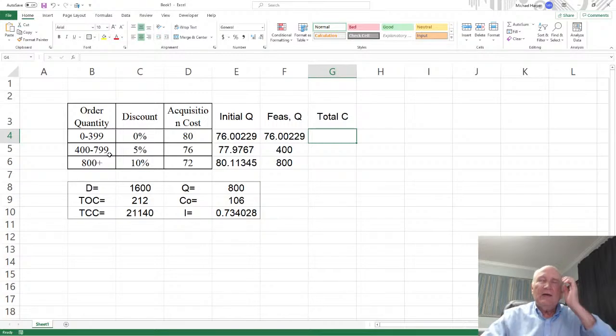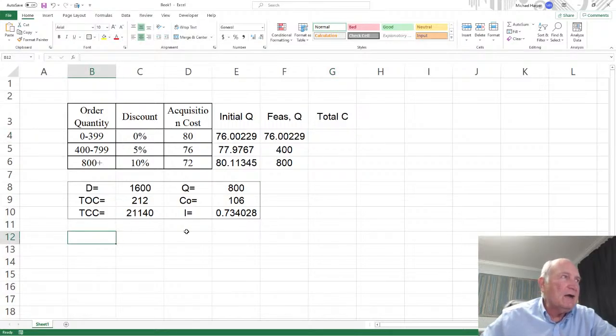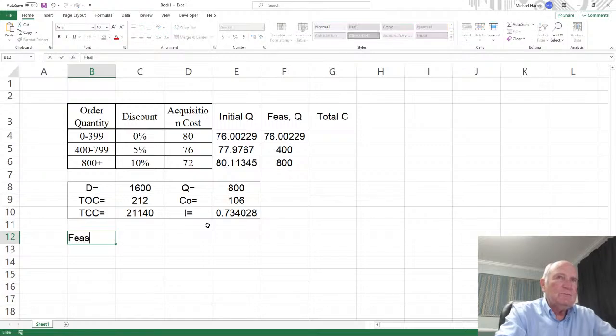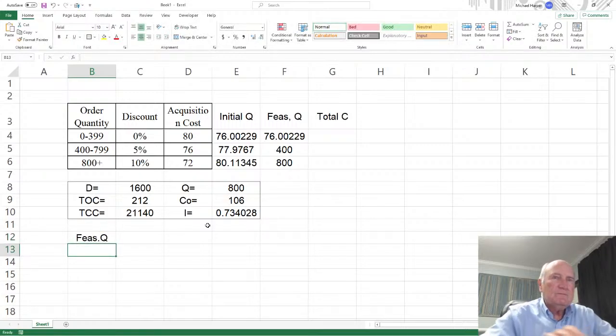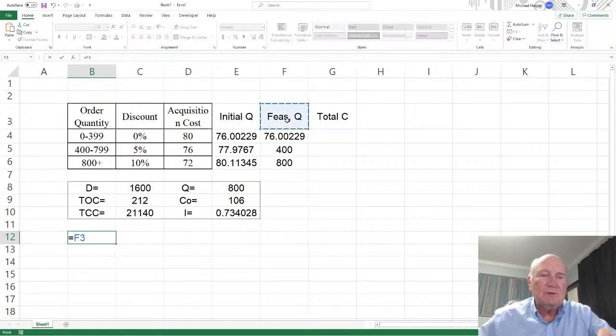Now I can get my total cost here, but I think probably a better way to do this is come down here and say, you know, I want to calculate my ordering, carrying, acquisition cost, and total cost separately. So I might want to use that in my memo. So let's go ahead and do that. So here's my feasible Q. Actually, let's just do it this way. Equal feasible Q, and then copy this down.